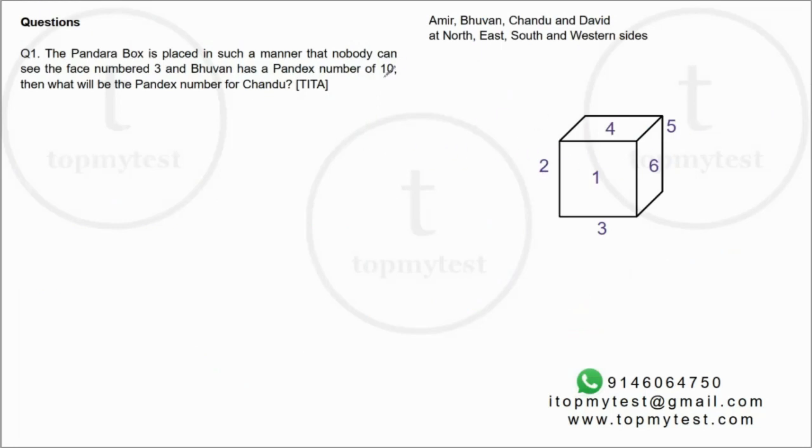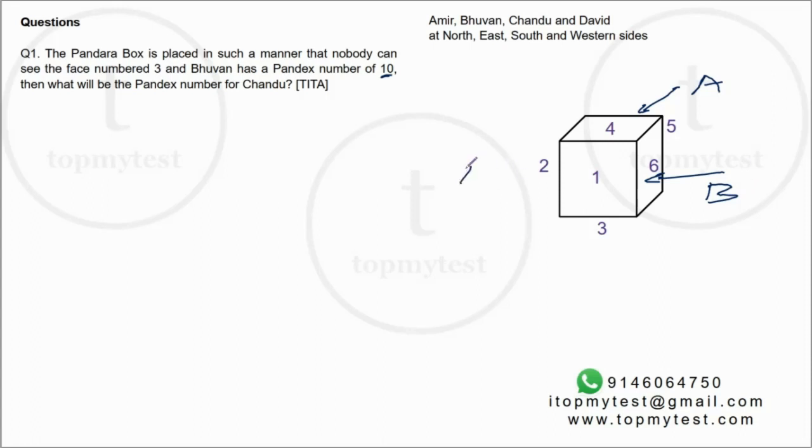Okay. Question number 1 says the Pandara box is kept in such a manner that nobody can see the face number 3. I have placed it already here. Bhuvan has a pandex number of 10. So top is 4. So 10 will be when Bhuvan faces 6. Now, if Bhuvan is facing 6, to go from Amer to Bhuvan is clockwise. So Bhuvan to Amer will be anti-clockwise.